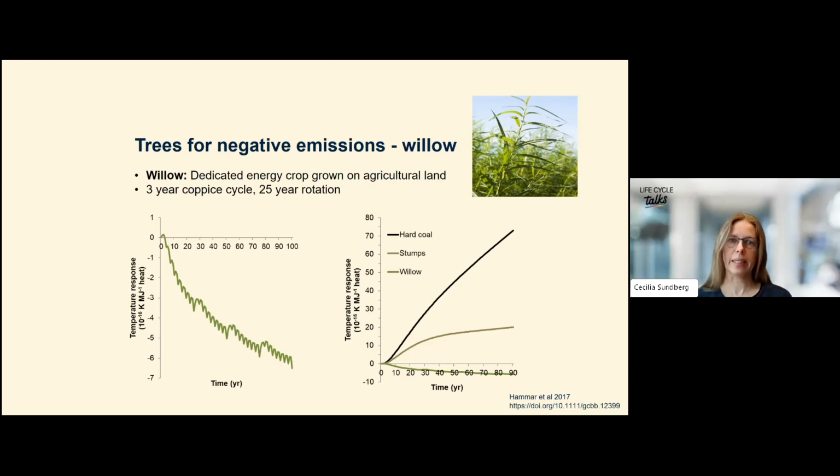So willow is a dedicated energy crop, and it's harvested in short cycles. And as we see on the left here, when we start growing this on agricultural land, there will be a buildup of carbon in the biomass and in the roots and in the soil. And this together will give negative emissions. There's a bit of up and down here due to the harvesting and regrowth, but the overall trend is negative.